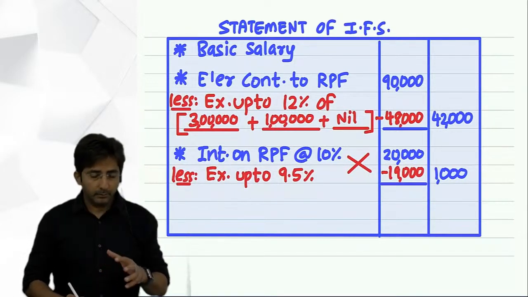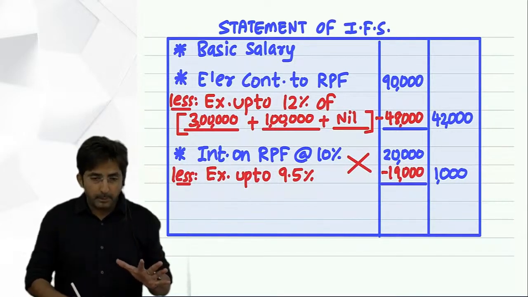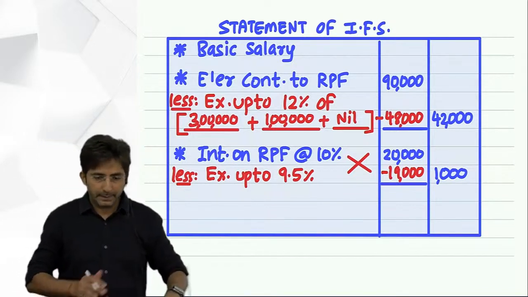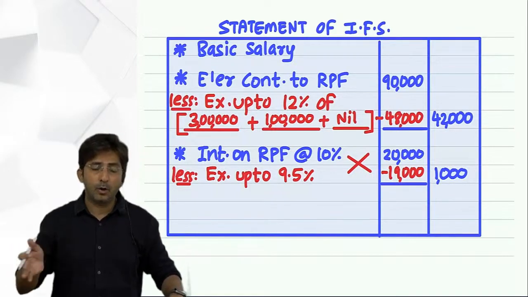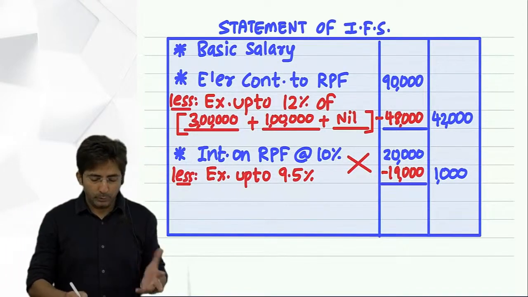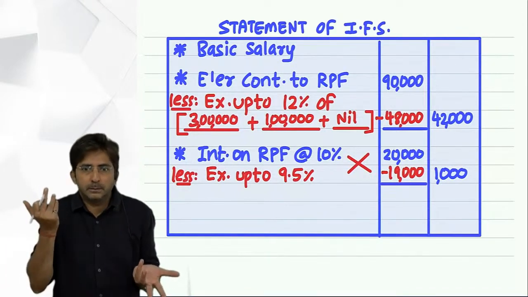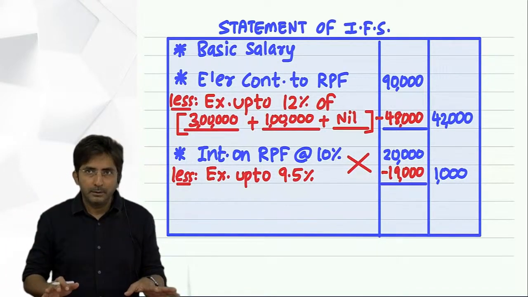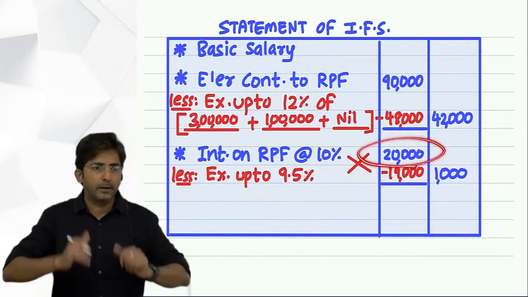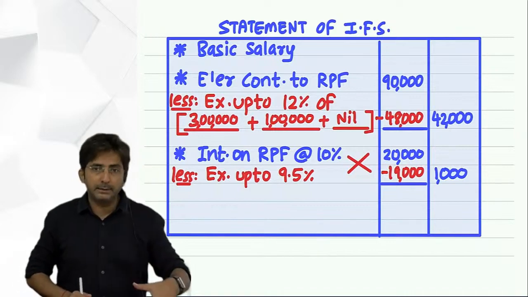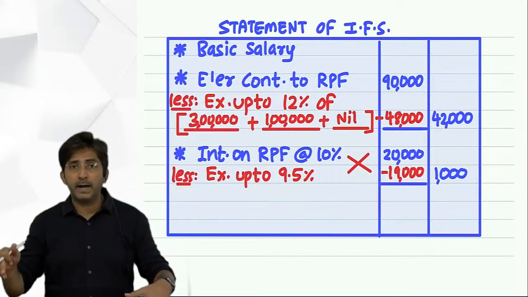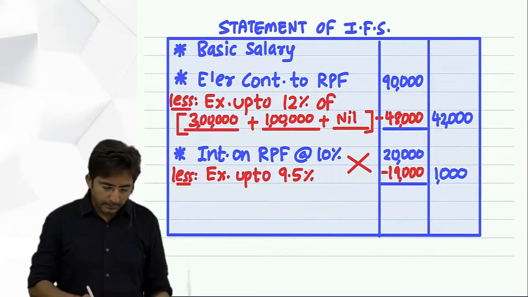What is the technique to remember this? 9.5 cross multiply. Rhyme it. Actually there is no need to memorize it. If you have understood the concept, you can do it. But sometimes in the exam you make silly mistakes, and the silly mistake is that you will calculate 9.5% on 20,000. So it's better you remember it like this: 9.5 cross multiply. It's rhyming.